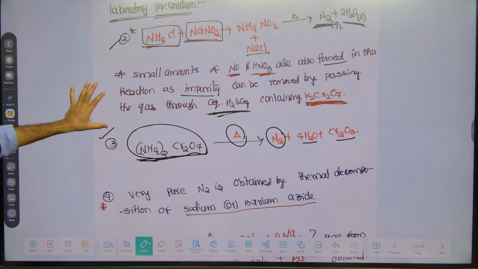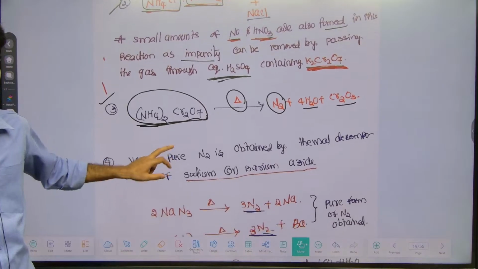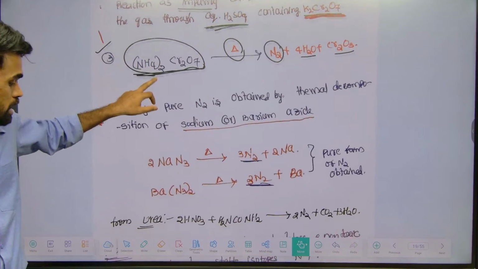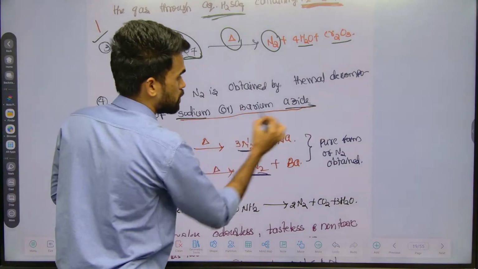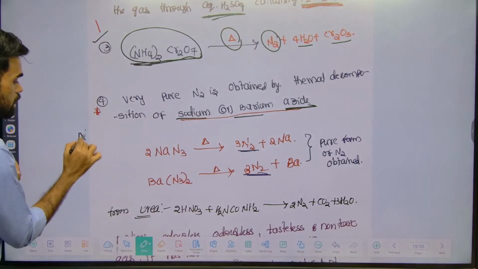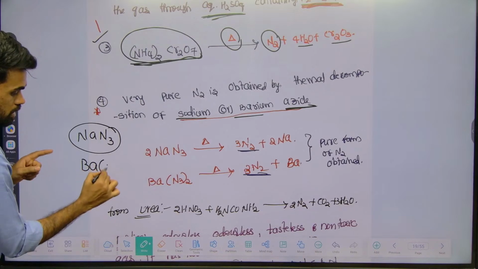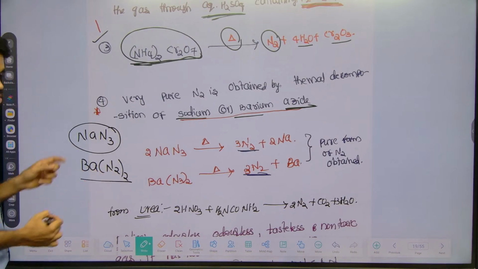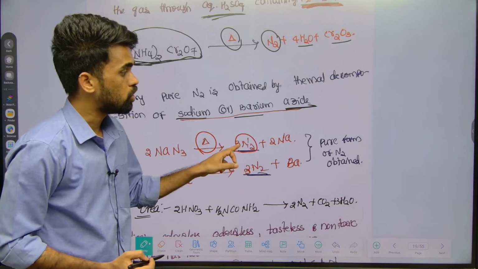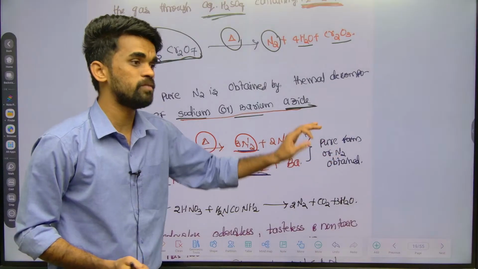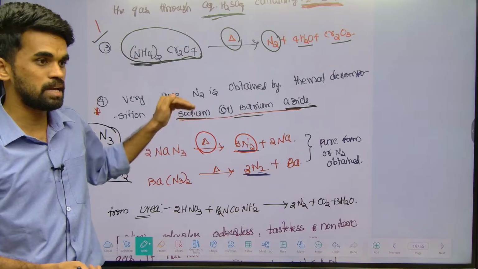Okay, last reaction. In order to get very pure nitrogen, we will be using metal azides, like sodium azide and barium azide. NaN3 is called what? Sodium azide. With barium, a second group element, it will be twice. So sodium azide and barium azide, upon heating, give pure nitrogen. Pure nitrogen can be obtained from which of the following reactions they will ask. From azides, like metal azides, you remember.